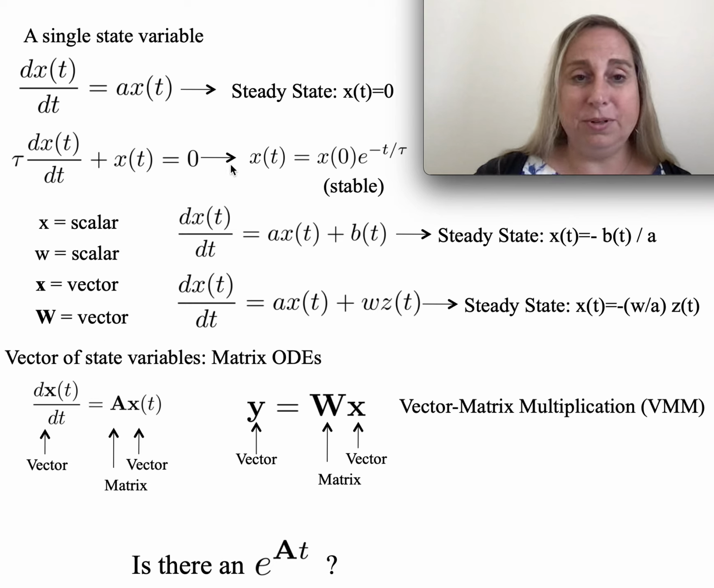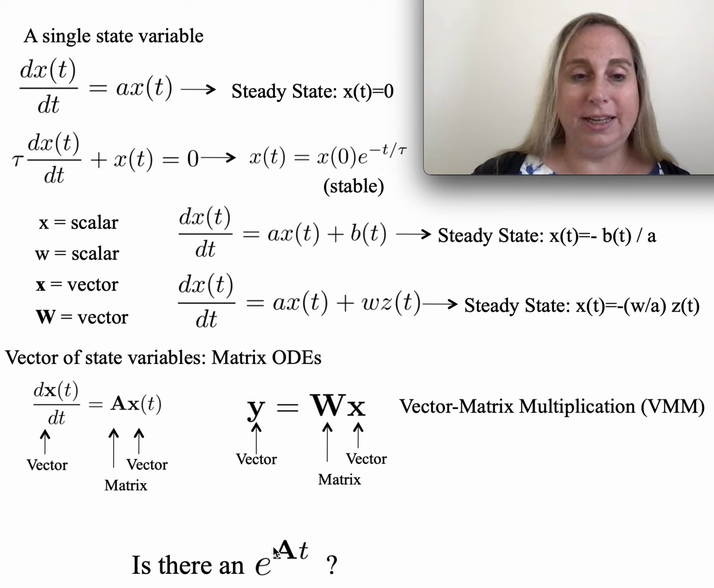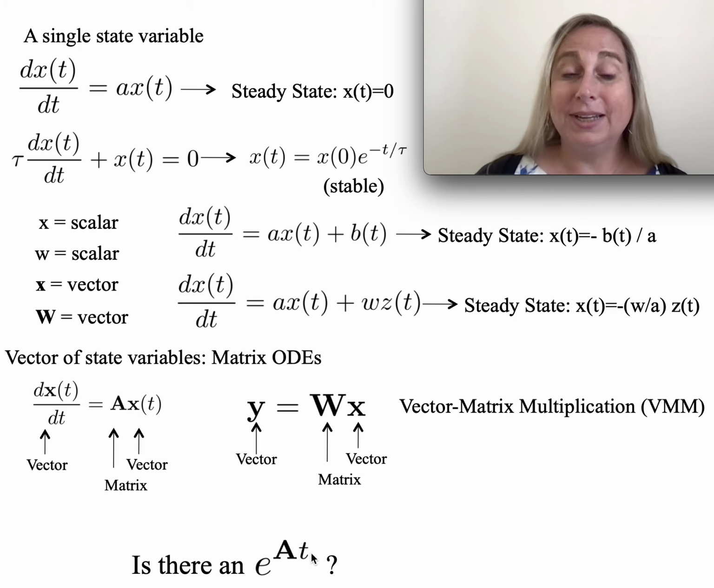Because the scalar one solved very nicely with a nice exponential. You might go, wow, I really wish there were an e to the matrix A times t. That would just make life easy. Well, it turns out there kind of is a way to do this, and there is a mathematical approach, and there are a couple of different ways to come at this answer.